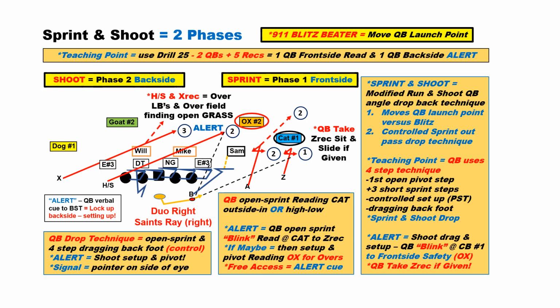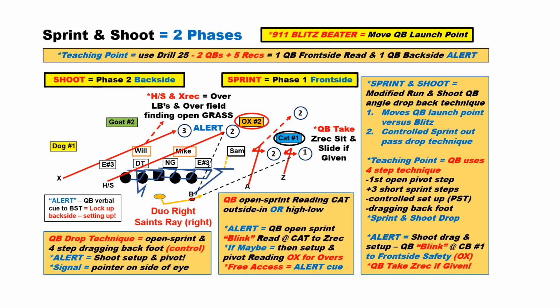So our sprint and shoot pass uses two phases to simplify it for the quarterback. He's going to take a controlled sprint out where he can set up behind the play side tackle or continue to sprint to the edge to the front side. That's phase one. The Z receiver, the number one receiver, will run his deep choice tracer, but since we're sprinting that way, he's going to tilt on the stem of his route towards the sideline.